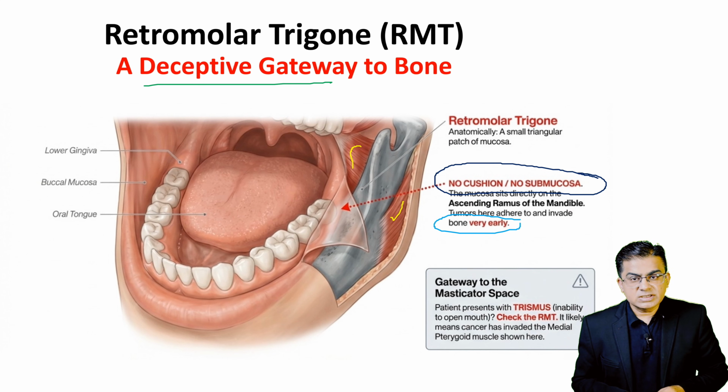If your patient walks into OPD and has trismus, do not just assume it is pain. Check his RMT. Trismus usually means cancer has already breached the mucosa and invaded the medial pterygoid. That upgrades not only your staging, but it drastically complicates your surgery.